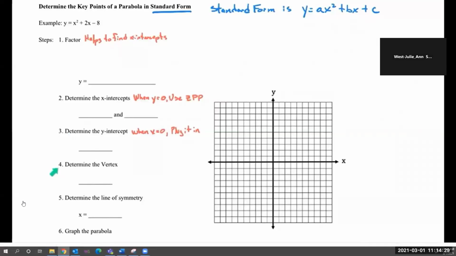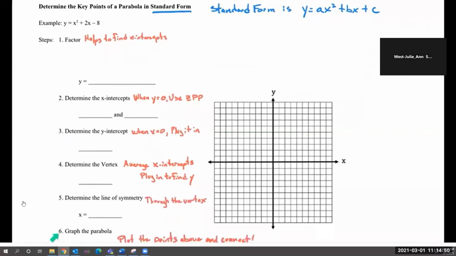Number 4, you want to determine the vertex. This one takes a little bit of work, but what you need to do is average the x-intercepts, which you found in step 2. Once you find the average, that's the x value of the vertex, and you plug that in to find y. And number 5, determine the line of symmetry. That's just the x value of your vertex, so through the vertex. And finally, you plot all those points. So let's do this example together and follow all of these steps.